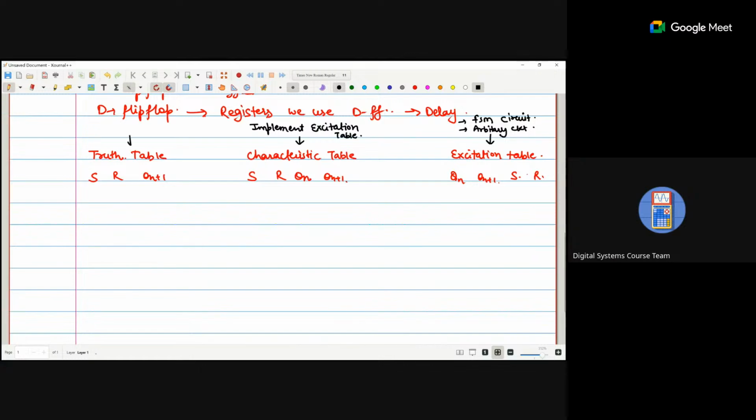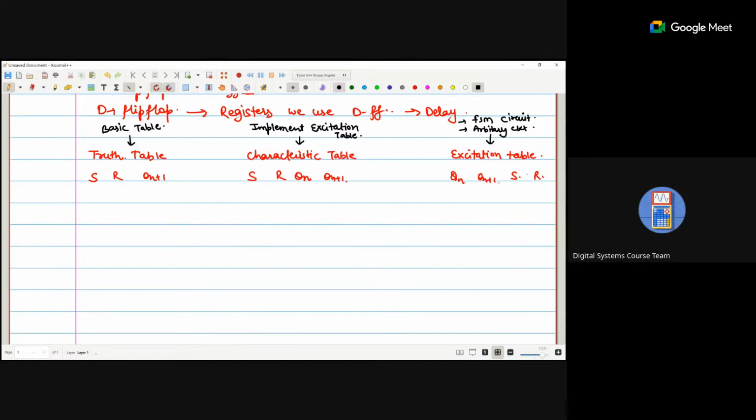Okay, and that is the basic table. If we go with the SR, any doubts? The truth table is same as the function table, right? Yeah, truth table is same as the function table.